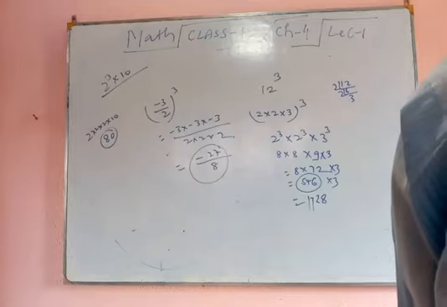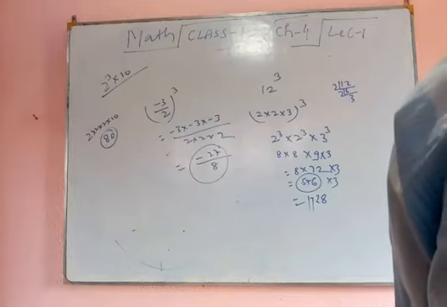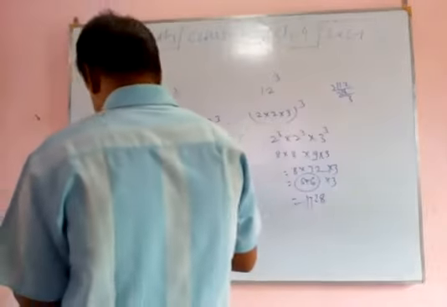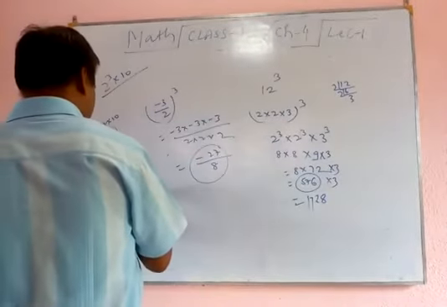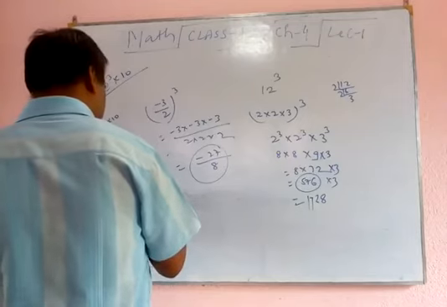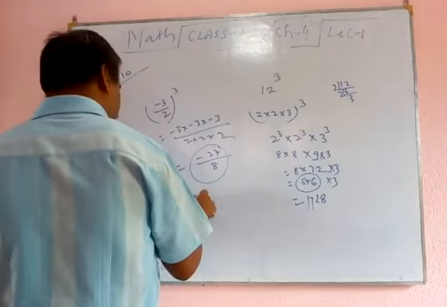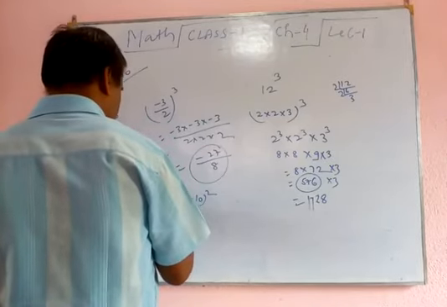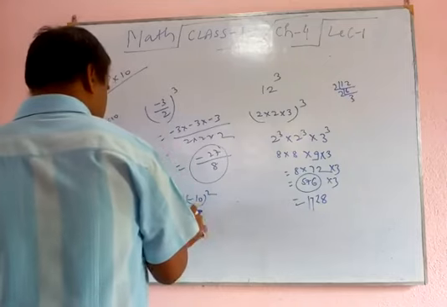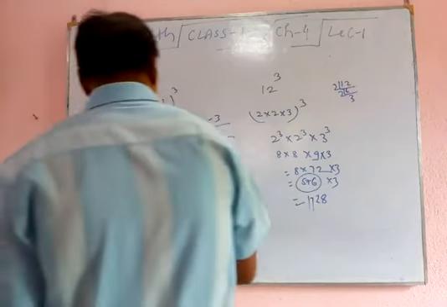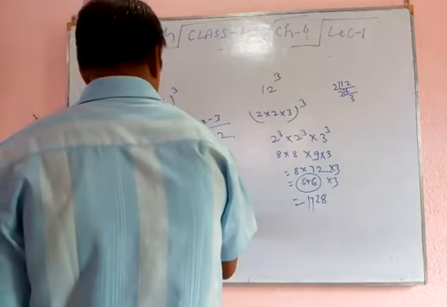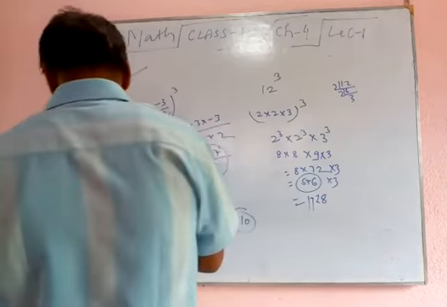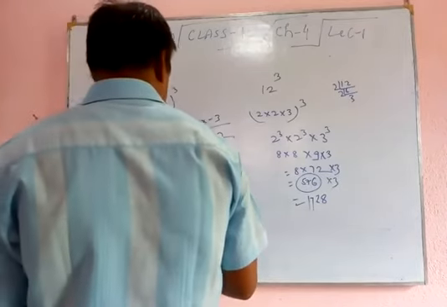Fourth one. Minus 1 to the power 13, into minus 1 to the power 6, into minus 10 to the power 2. Minus 1 to the odd power is minus 1, and minus 1 to the even power is plus 1, and here it is 2 times, that means minus 10. 10 square, that means 10 into 10.